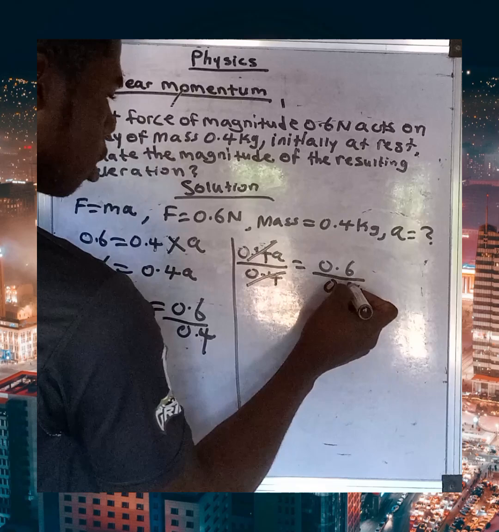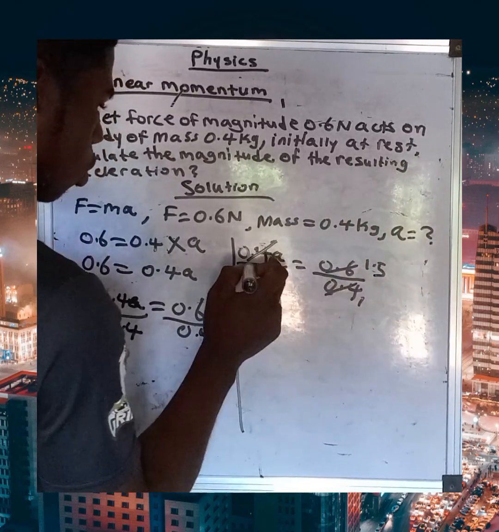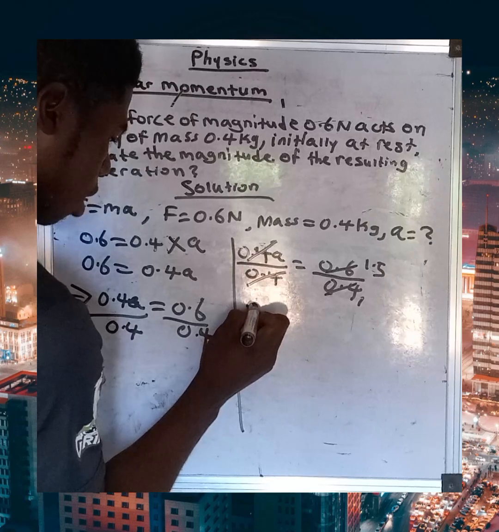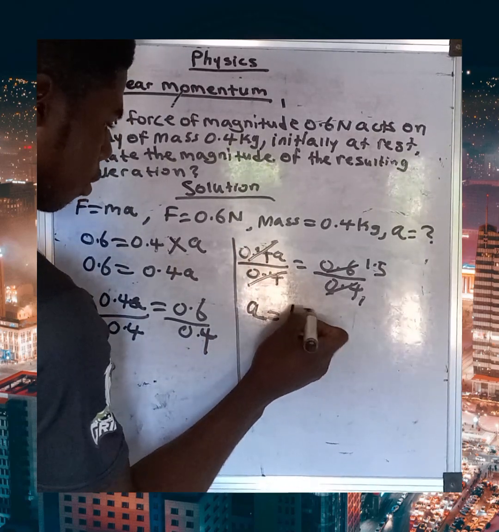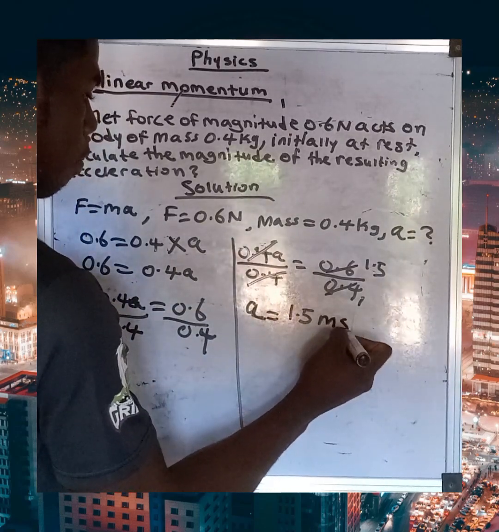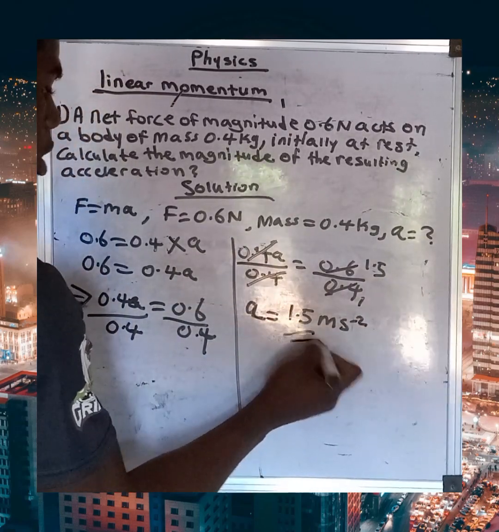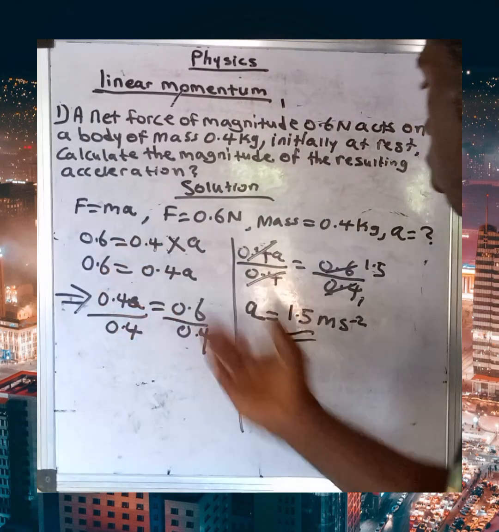So when this here is 1, this here is 1.5. So we have our acceleration equals 1.5, and the unit for acceleration is meter per second square. So this is our final answer. So it is very simple. Just take a look at this.